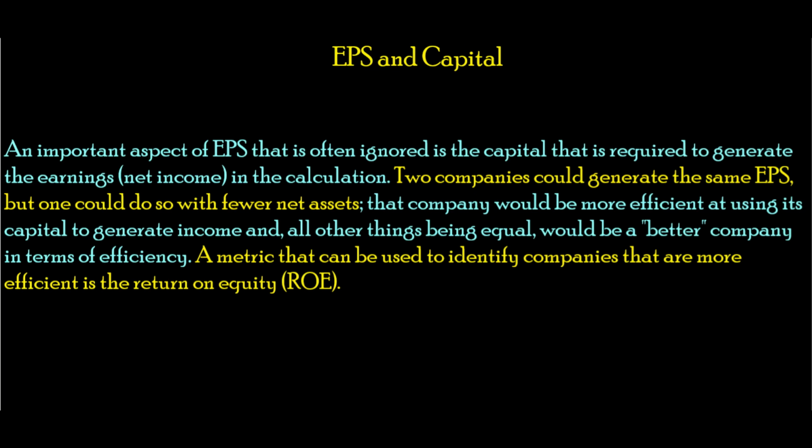EPS and capital. An important aspect of EPS that is often ignored is the capital that is required to generate the earnings, the net income in the calculation. Two companies could generate the same EPS, but one could do so with fewer net assets. That company would be more efficient at using its capital to generate income, and, all other things being equal, would be a better company in terms of efficiency. A very important metric that can be used to identify companies that are more efficient is the return on equity, or ROE. We'll get into this in a later video.